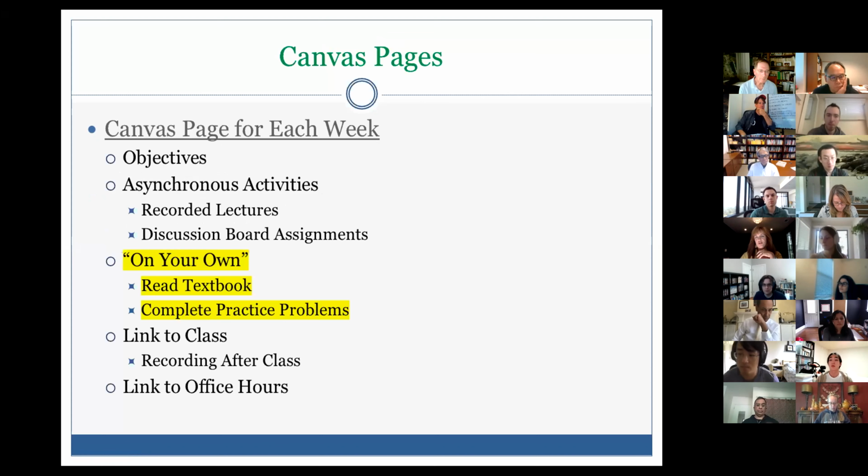Regarding Canvas pages, one thing I wanted to mention that I don't think has been highlighted so far is the comment we received early on that students felt like they were getting more work this way than in a typical classroom. On my Canvas page, I do a page for each week of class, and I am careful to highlight what is synchronous, what is asynchronous, and what is to be done on their own time. I tell them that's similar to a regular semester: reading your textbook or completing practice problems doesn't count towards your asynchronous work.